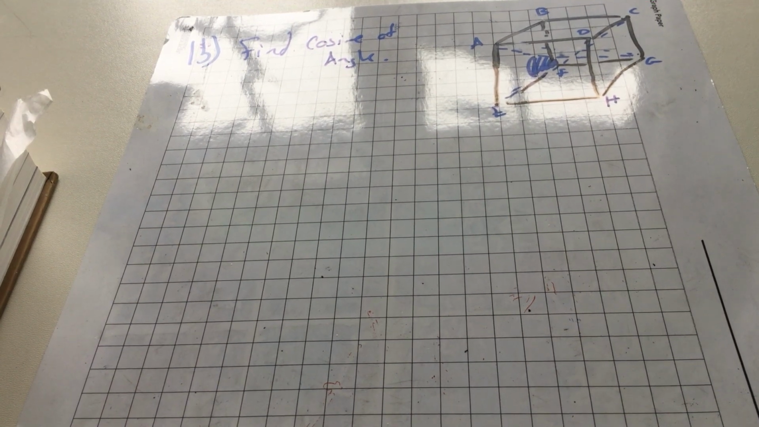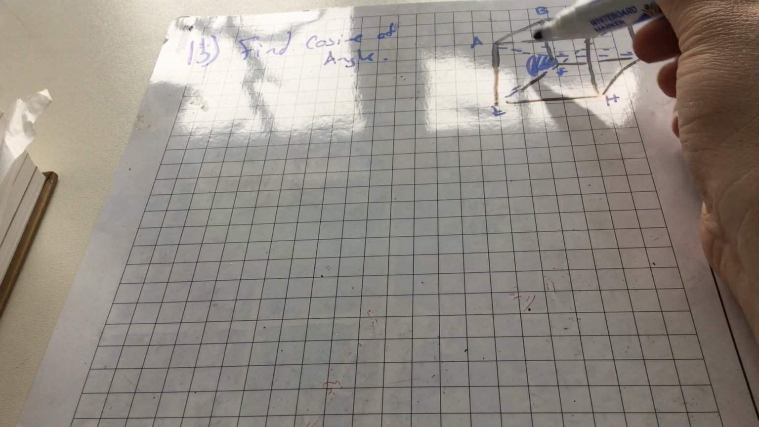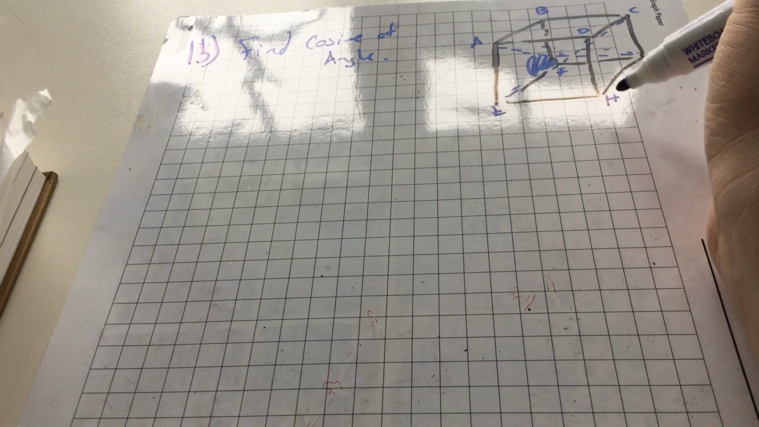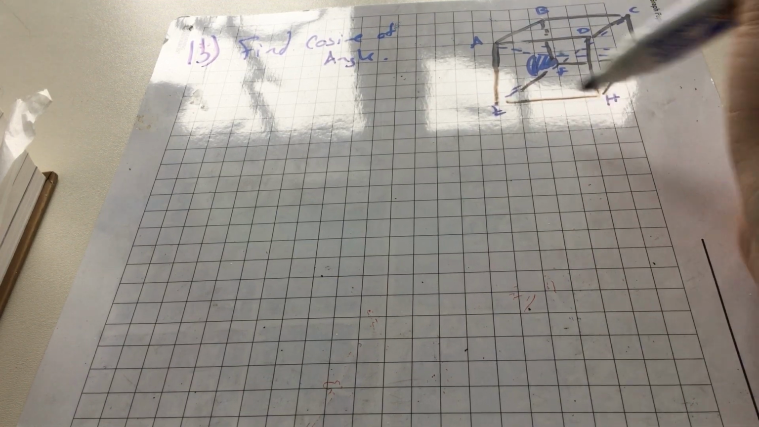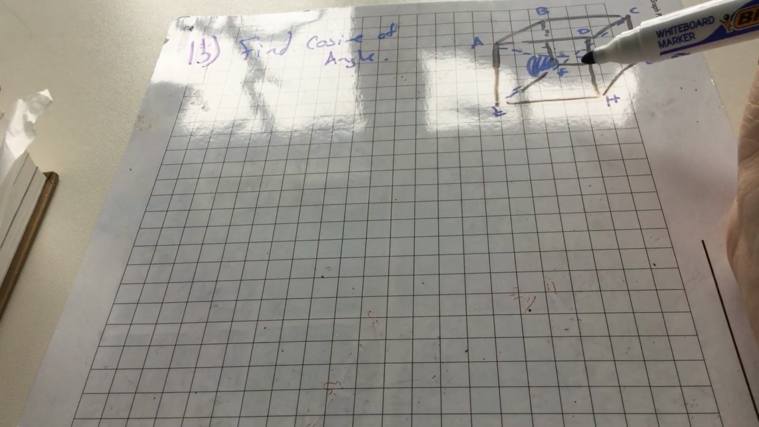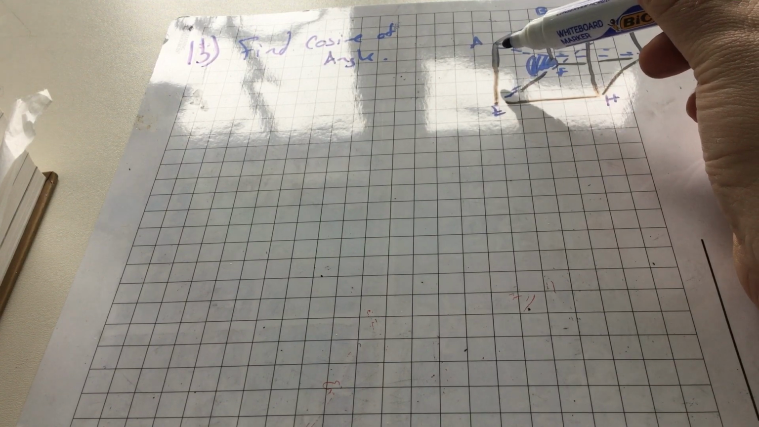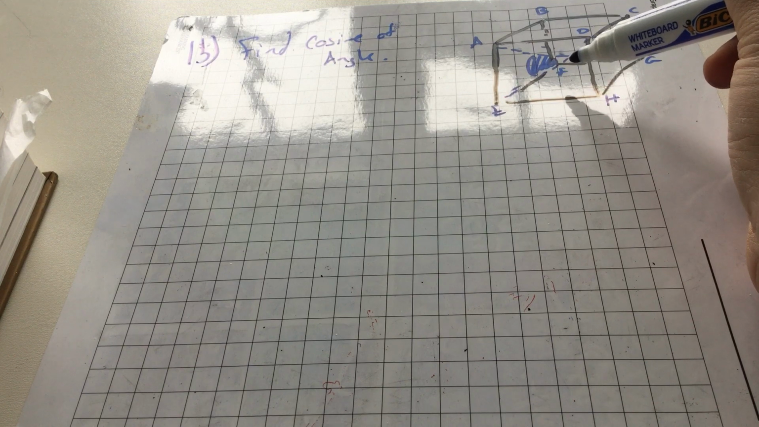Okay, so question 1b. We have a cube and we have an angle made by the two internal diagonals. The first thing I've done is I've just labeled all the vertices, so when I draw my 2D shapes here, you'll be able to see what they are. The first thing we know is that diagonals here are going to split each other in two. They're going to meet at their midpoints.